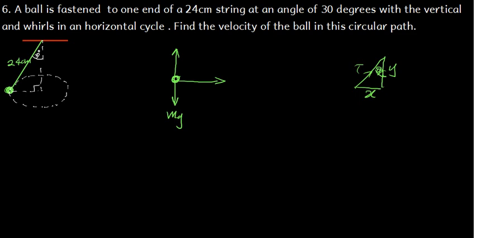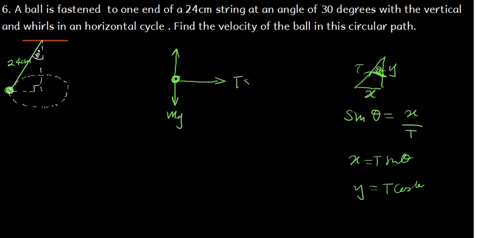Now since the angle is here, how do we find? If we are talking about sine of the angle theta, it will be opposite over hypotenuse. The opposite is x. Hypotenuse is the tension. So that means x is the tension sin theta. And then y is actually going to be tension cos theta. So x here we said T sin theta, and this is going to be T cos theta.